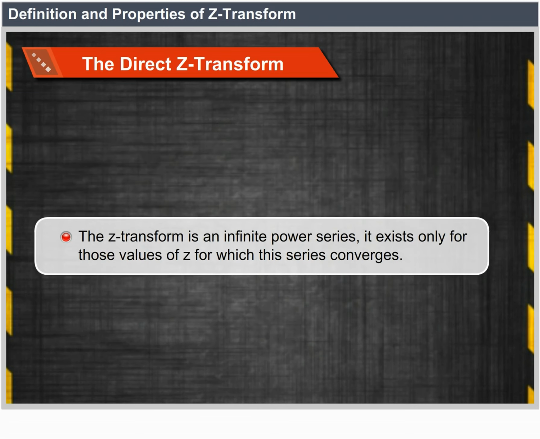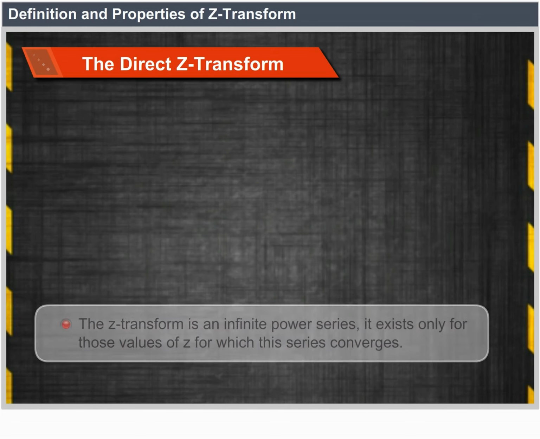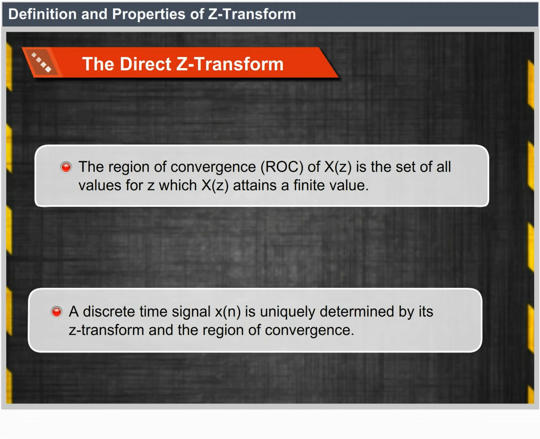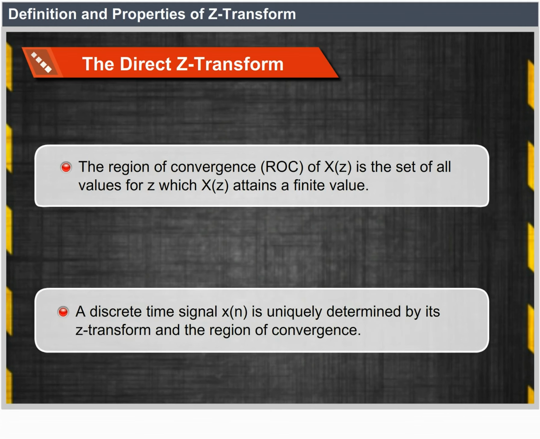The Z transform is an infinite power series. It exists only for those values of z for which the series converges. The region of convergence, ROC, of X of z is the set of all values of z for which X of z attains a finite value. A discrete time signal x of n is uniquely determined by its Z transform and the region of convergence.